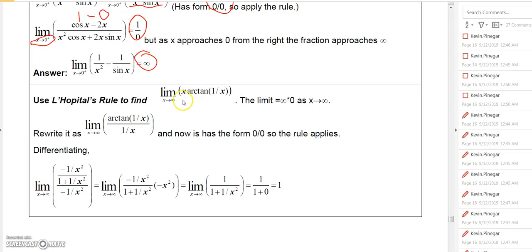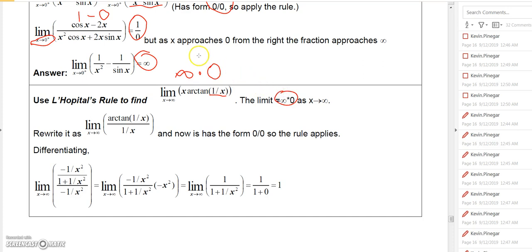Now for this one, I have x times arctan of 1 over x as x goes to infinity. Okay, well let's think about this. As x goes to infinity, this is going to be just infinity. And then I have arctan of 1 over x, so as x goes to infinity, 1 over x goes to 0. So that's going to be arctan of 0, which is 0. So this turns out to be infinity times 0.